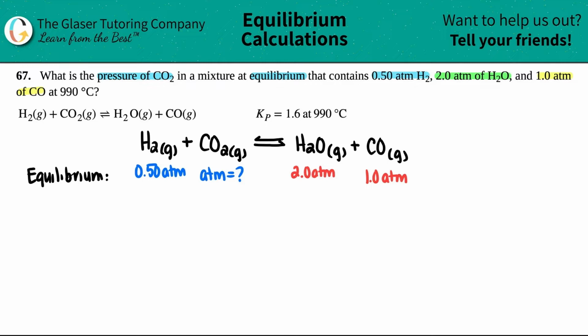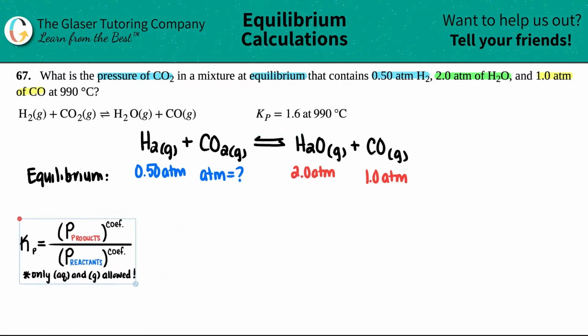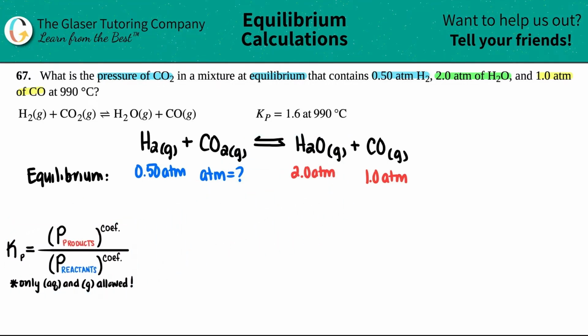Remember, the generalized Kp formula is this. It's just the concentration of the products raised to the coefficients divided by the reactants. But only aqueous and gases are allowed. So always just check those states. But here they gave me all gases, so we're good to go. Let's write out that general formula. Kp equals the products divided by the reactants. Or not concentration, because that's Kc, but for Kp, the pressures. So I have to write this in terms of P for pressure. So let's see, I got the pressure of H2O.